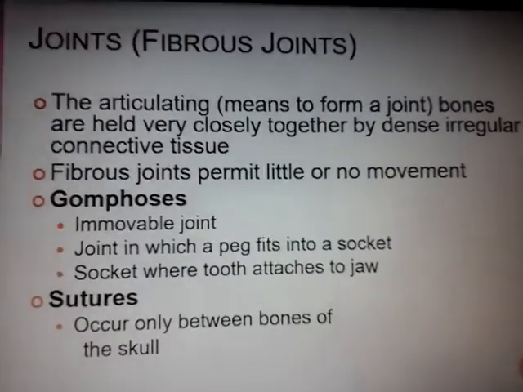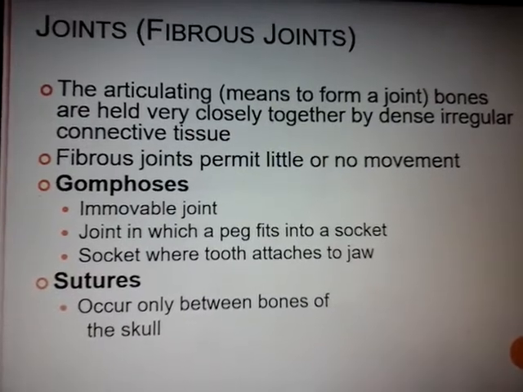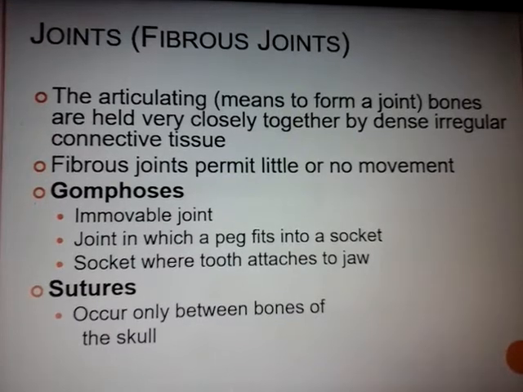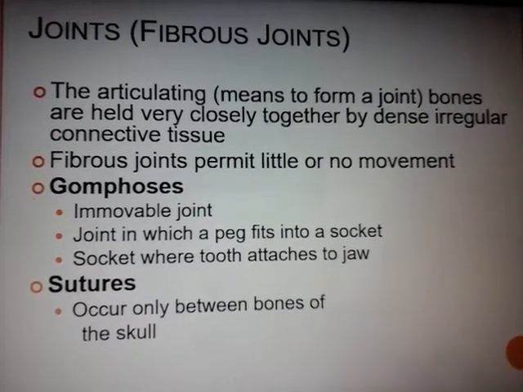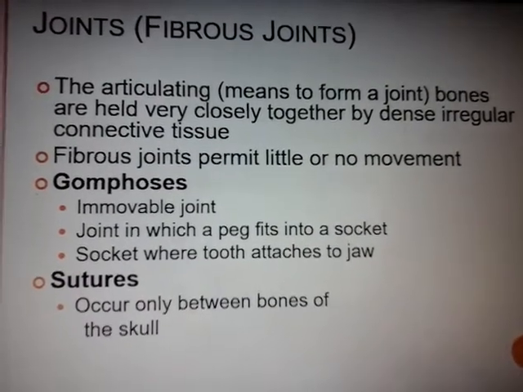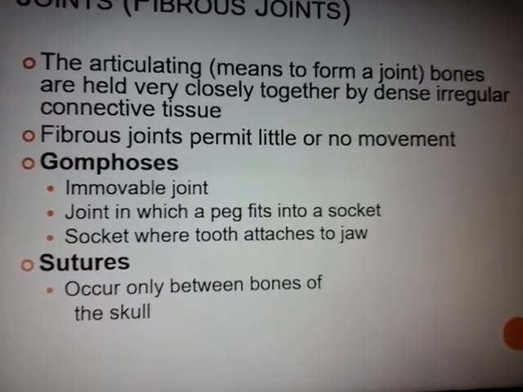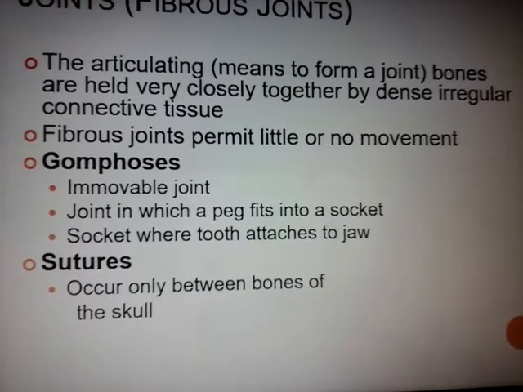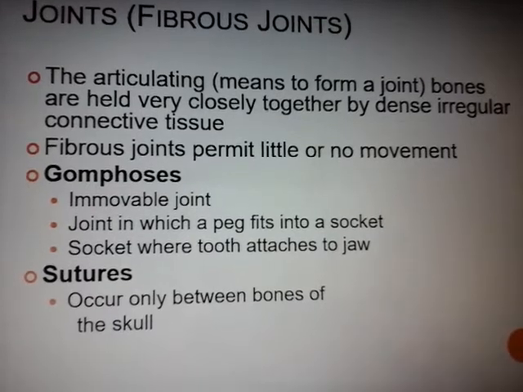Okay. So the first one here it talks about is your fibrous joints. And you guys know that the term articulating means to form a joint. So fibrous joints, these bones are held very closely together in the beginning by dense, irregular connective tissue. And I say in the beginning because you guys know that with sutures, the joints are not held together by dense, irregular connective tissue. The bones have actually fused together. So these joints basically don't move.